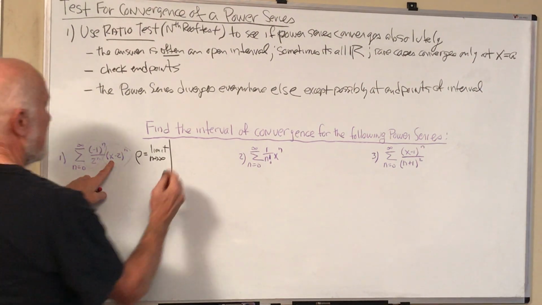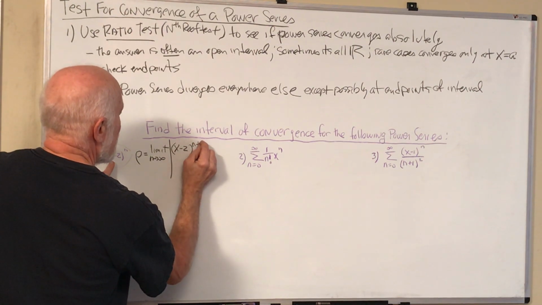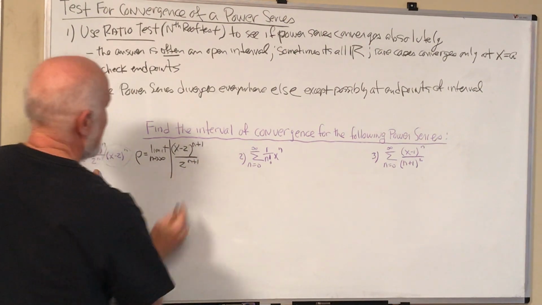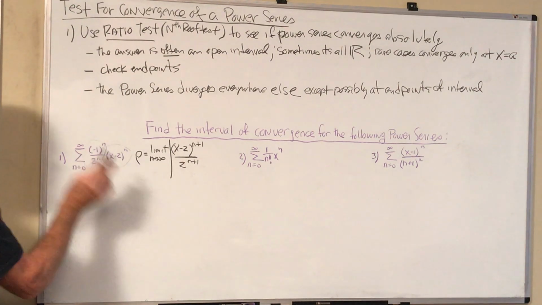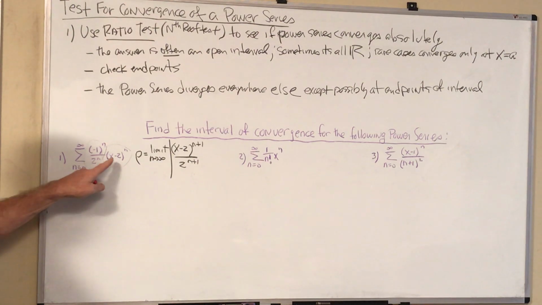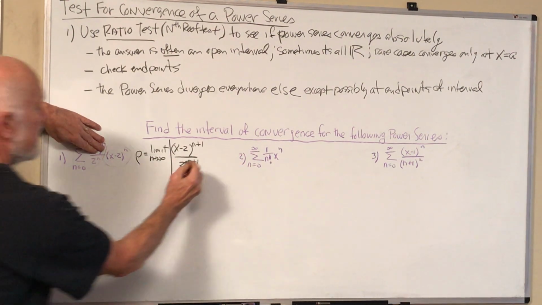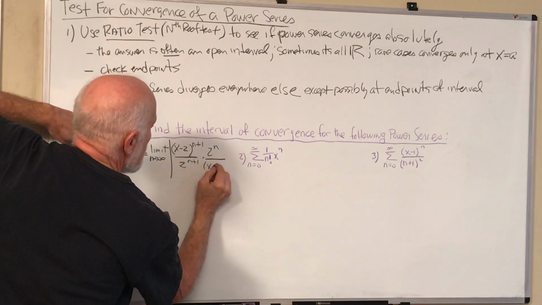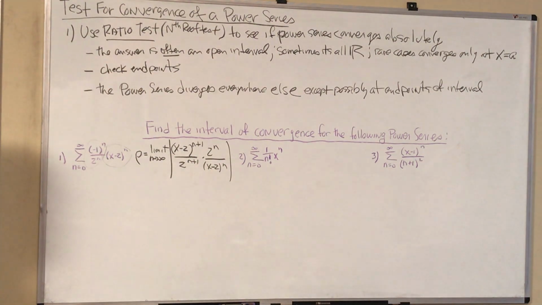And I just get what? |x minus 2| to the n plus 1 over 2 to the n plus 1. I'm taking the n plus first term and dividing it by the nth term, because that's what the ratio test does. Well, when you divide it by this nth term, it's like multiplying by 2 to the n over |x minus 2| to the n. So that's what rho is.